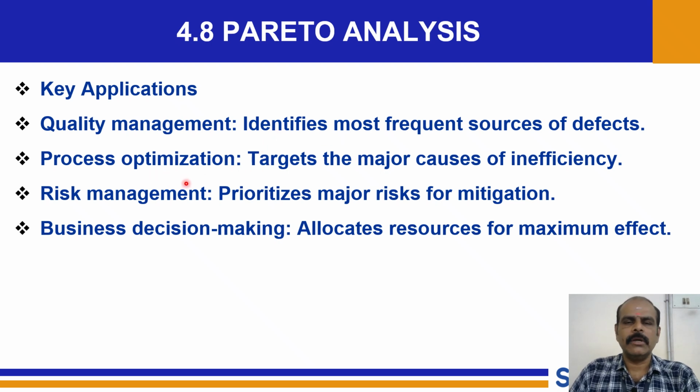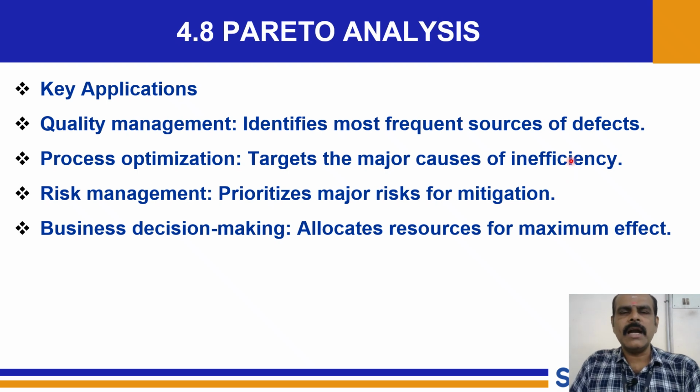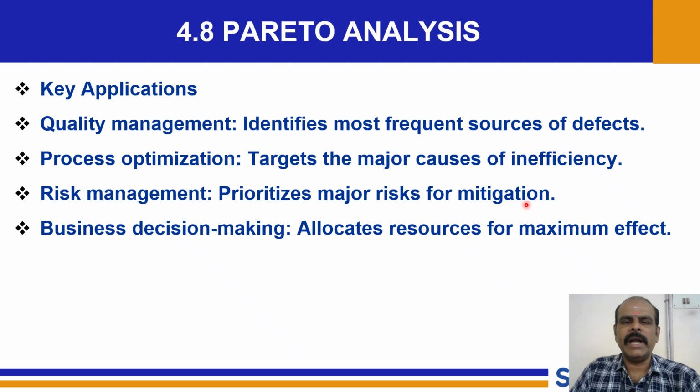Process optimization targets the major causes of inefficiency. Why is the process not 100% efficient? What are all the causes of inefficiency? When it was analyzed, Pareto analysis was chosen for process optimization. Risk management prioritizes major risks for mitigation. When you have problems, we identify the one that is going to be the most severe. That's how it has been used in risk management too.